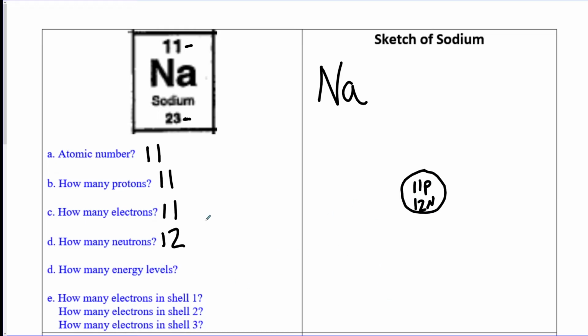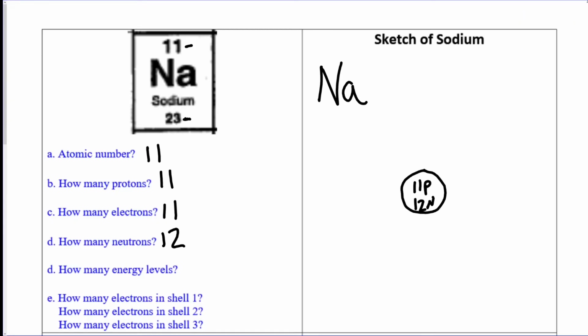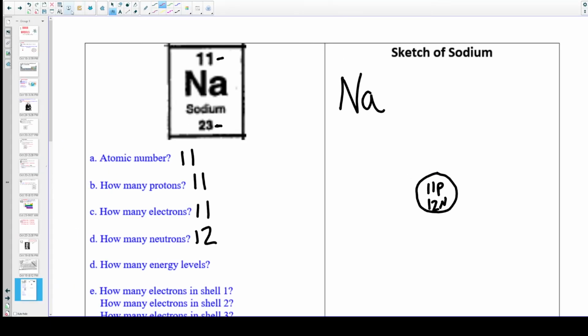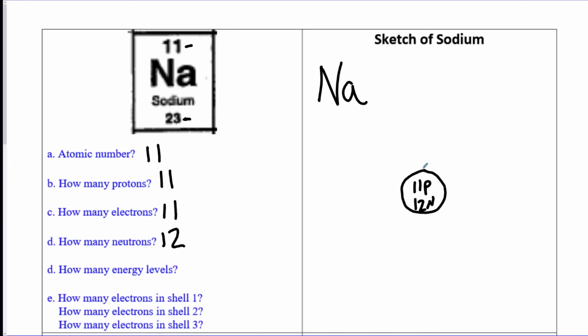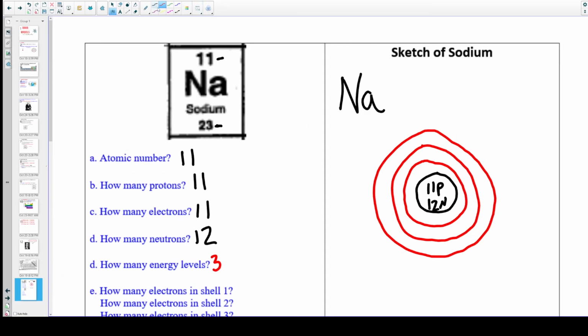So we can put that in the nucleus because the neutrons are inside the nucleus, so 12N. For the energy levels, we have to look at the periodic table of elements and find sodium, which is here. And sodium is in the third row, so that means it has 3 orbitals, which is your electron shells. So I'm actually going to do those in a different color because I don't want you to confuse the electron shell with the nucleus. So 1, 2, 3. Okay, so 3.